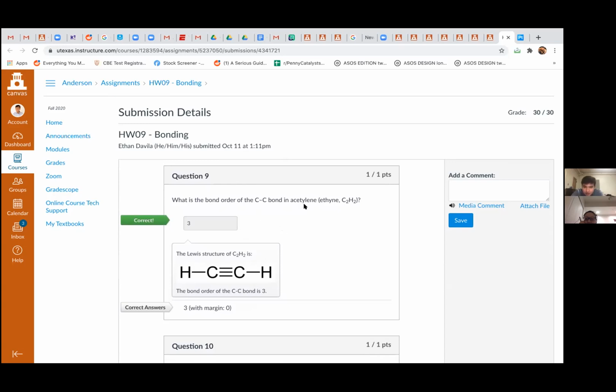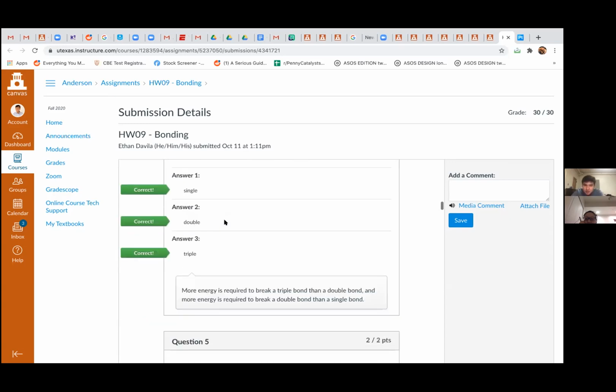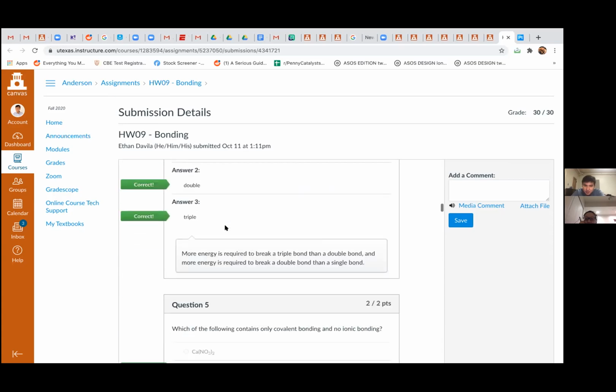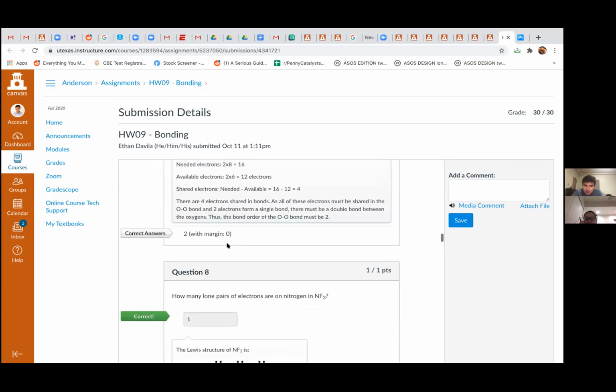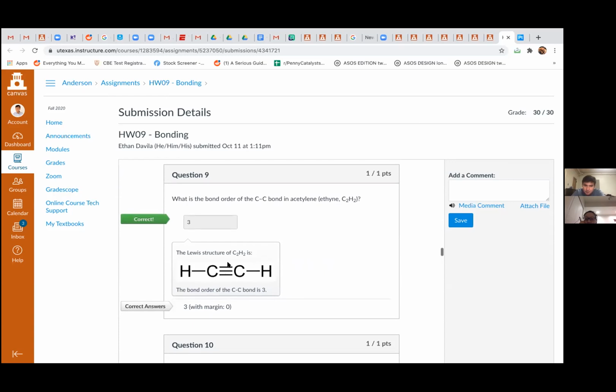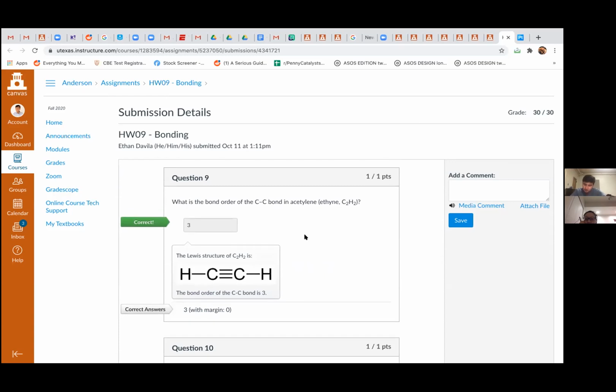Wait, so can we try to do this one using the shortcut that they gave us? Sure. So hydrogen needs 2 electrons, right? And we have 2 of them. That means 4 electrons. Carbon needs what? 8 electrons. And we have 2 of them, so it's 16 electrons. So the total is 20 electrons is what we need.